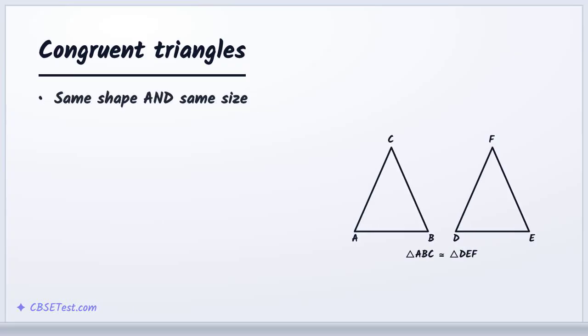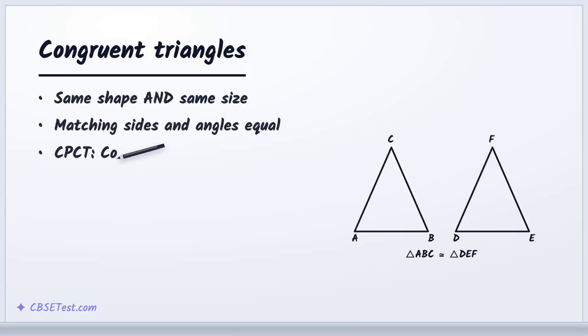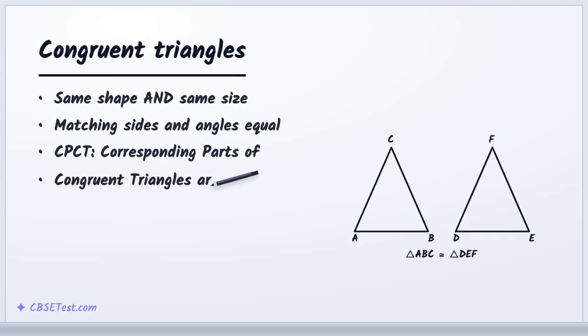Two triangles are congruent if they have the same shape and size, so that every matching side and angle is equal. Once congruent, we use the rule CBSET, corresponding parts of congruent triangles are equal.